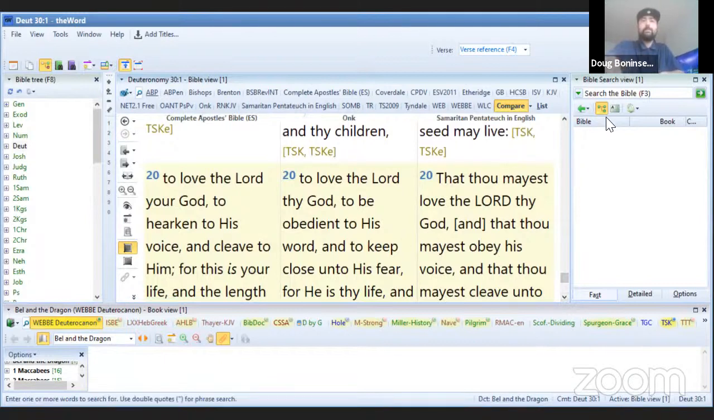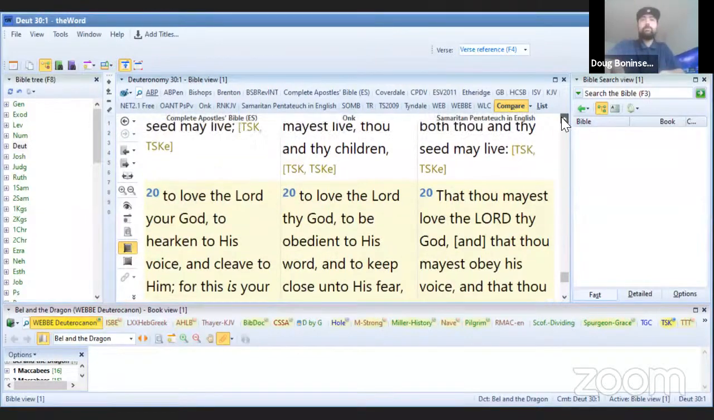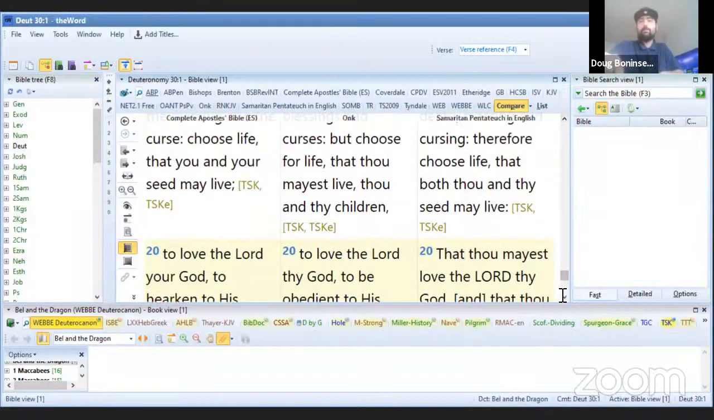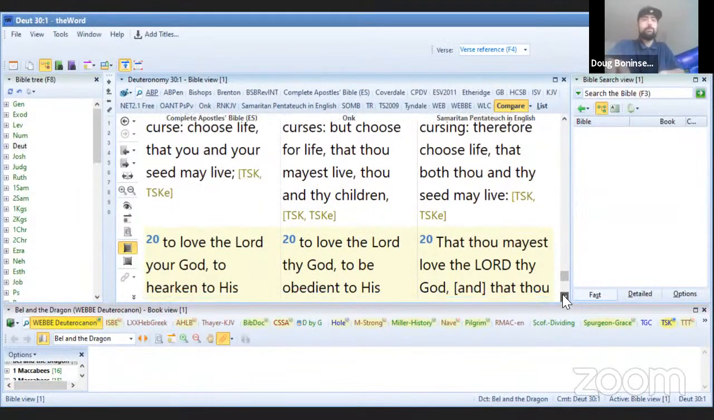So let me see. I just want to check something in verse 19. Okay, all of them say may live. Okay, all right. I was just double checking.